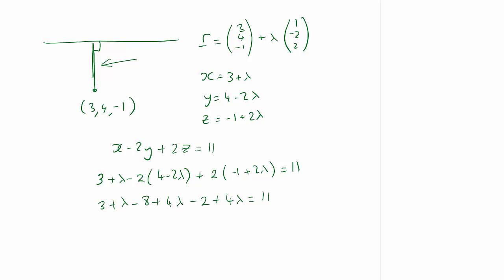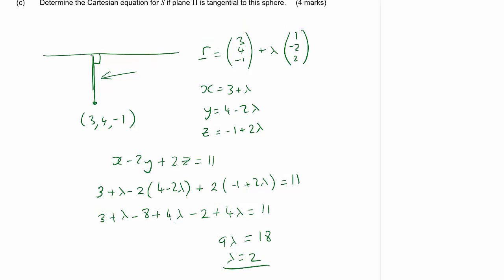So looking at the numbers here, I've got negative 10, add 3 is negative 7, take that to the other side is 18. And I've got 9 lambdas, gives me lambda equals 2. And therefore this point here is going to be when lambda is 2. So it is going to be 5, 0, and 3.